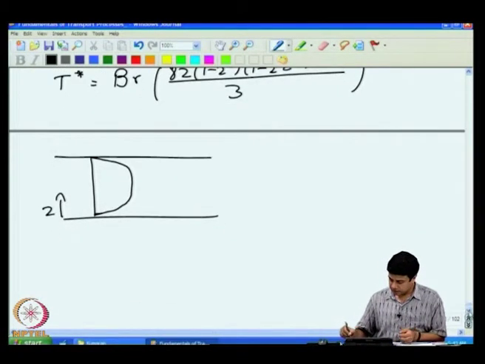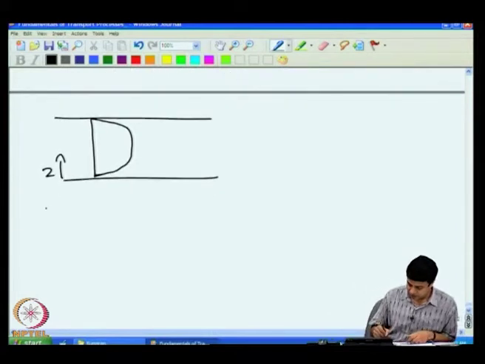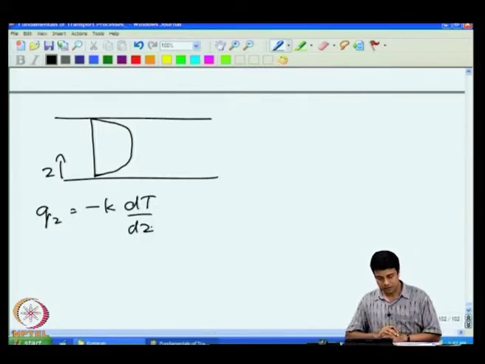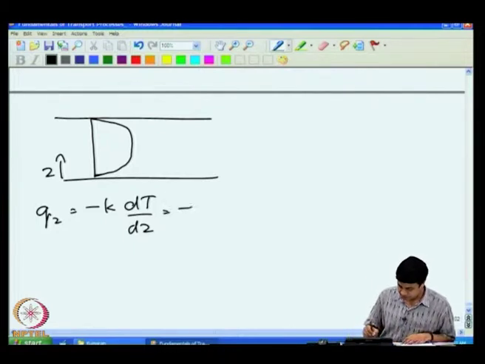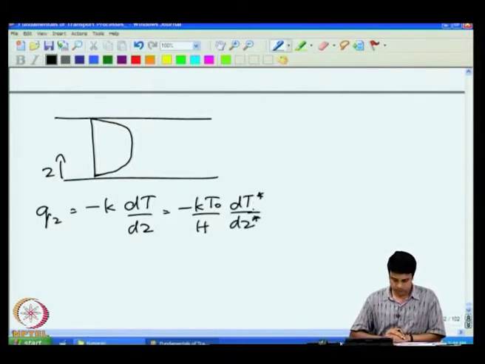Now, one can calculate the heat flux. Qz is equal to minus k times dT by dz. This is true at any location. Qz is equal to minus k times dT by dz. I can write this in terms of the dimensionless variables T star and z star as minus k T naught by h dT star by dz star.